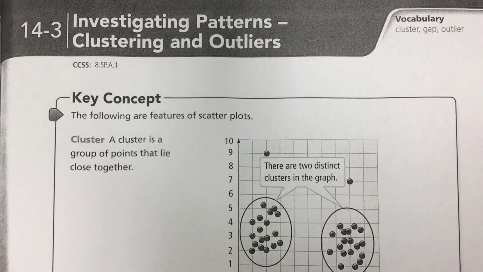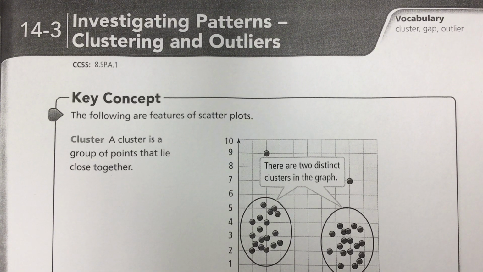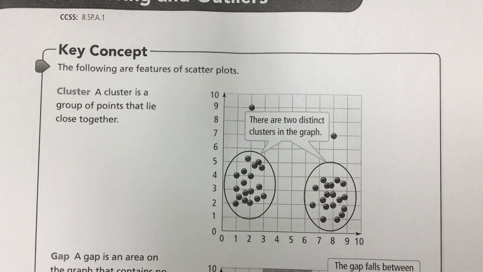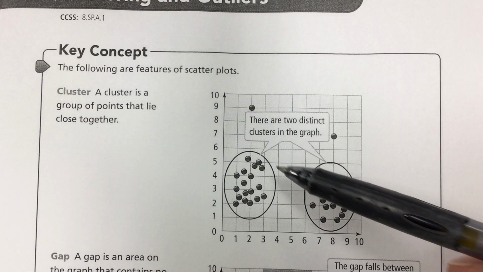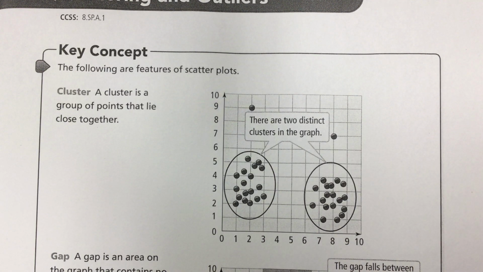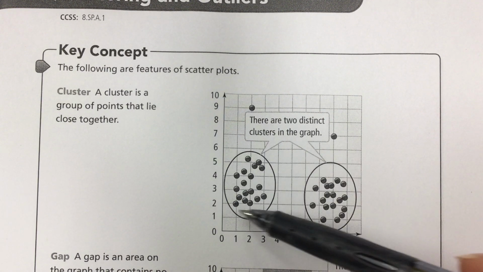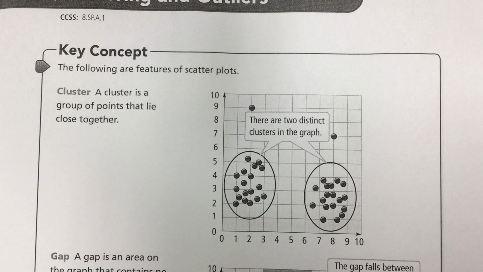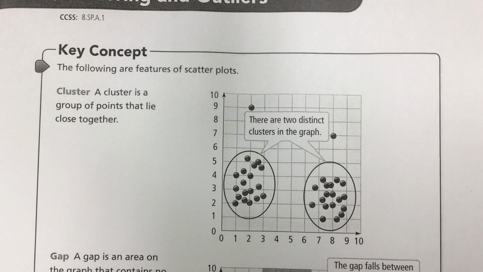Section 14-3, investigating patterns, clustering, and outliers. Cluster. A cluster is a group of points that lie close together. Here we have in this graph two distinct clusters. All of these points are clustering together. These are known as clusters. They're groups of points that lie close together.